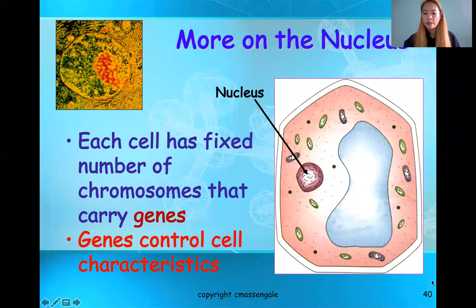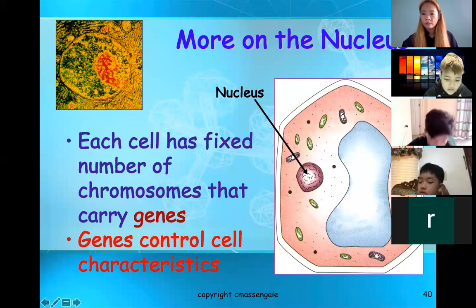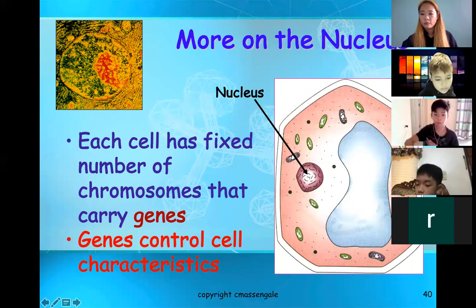Yes, Kuya Yuri. Kuya Yuri, raise your hand. Sir, di ba po, sir, nakita ang nucleus lang sa eukaryotic, sir, pero hindi naman sa prokaryotic?